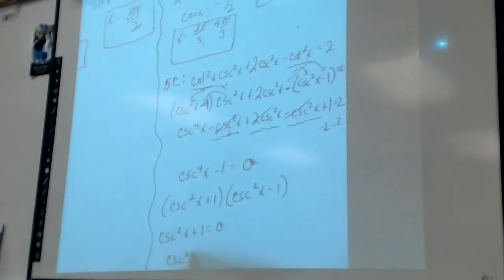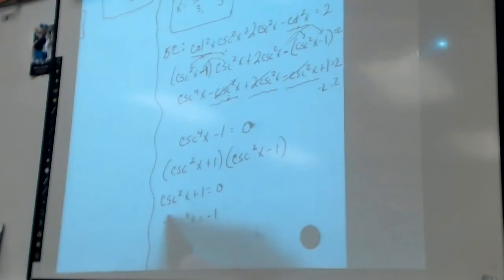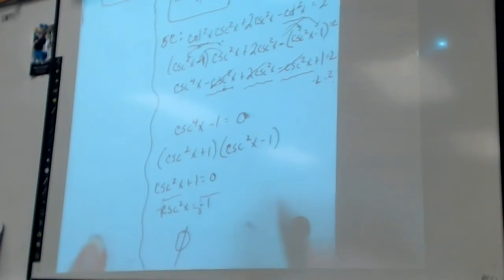So cosecant squared x equals negative 1. Now we have to take the square root of both sides, and what happens? Nothing, because it's imaginary, and we're not dealing with imaginary. So there's no solution, right?